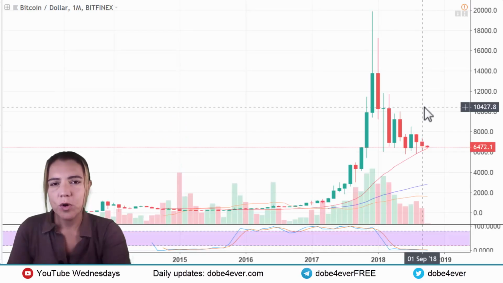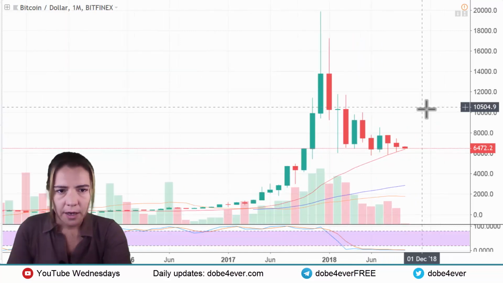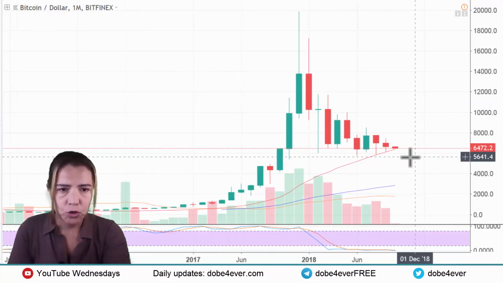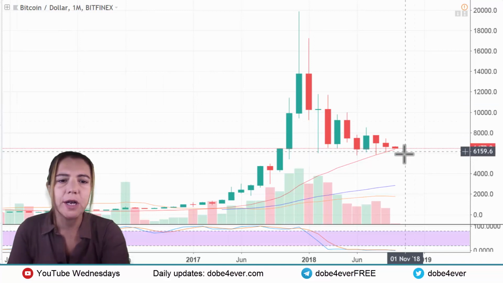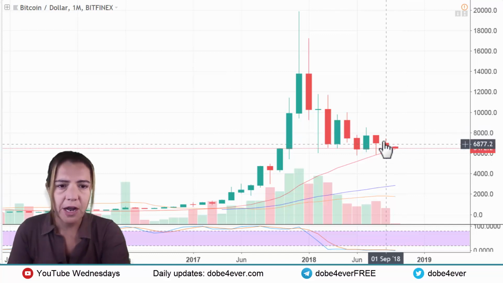So we're going to be taking a quick look here at the Bitcoin versus US dollar chart, and I'm going to start with the big time frames as usual. So here I have the monthly candle, which we've been monitoring for some time now, and we've been saying that we need to wait for a candle to either close below the 20-month moving average or see a bounce here on the 20-month moving average.